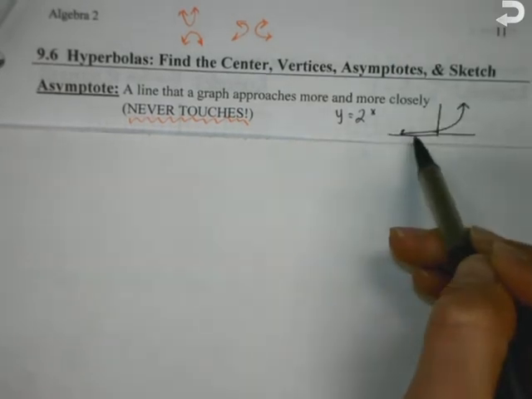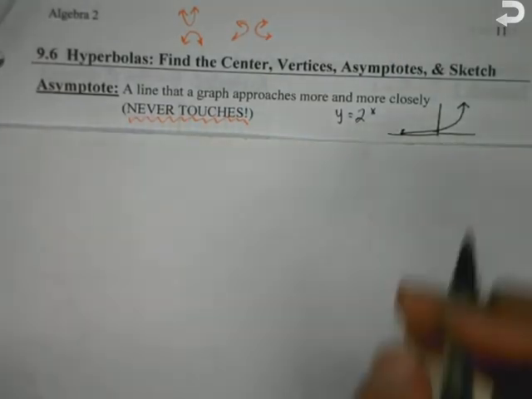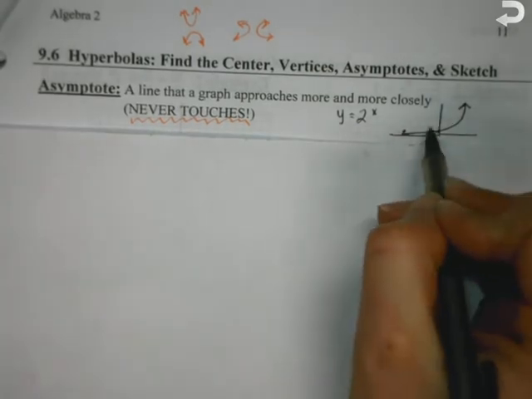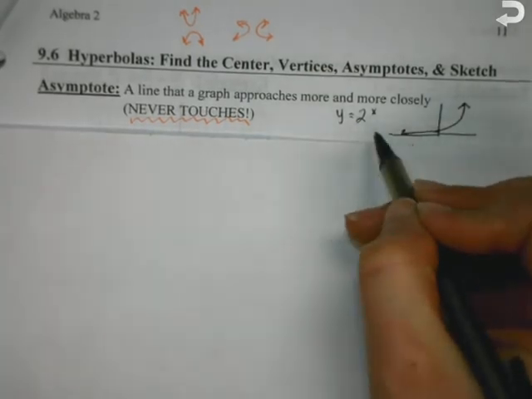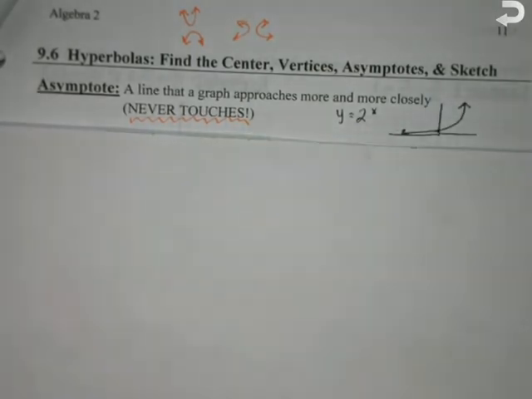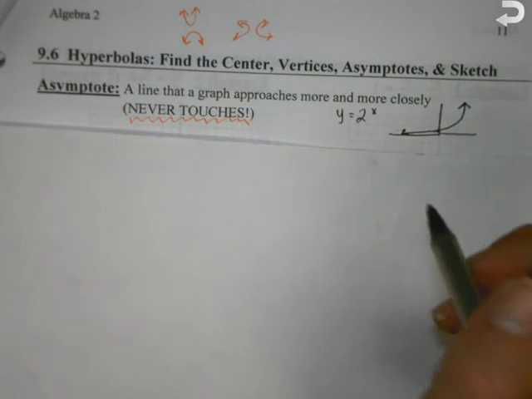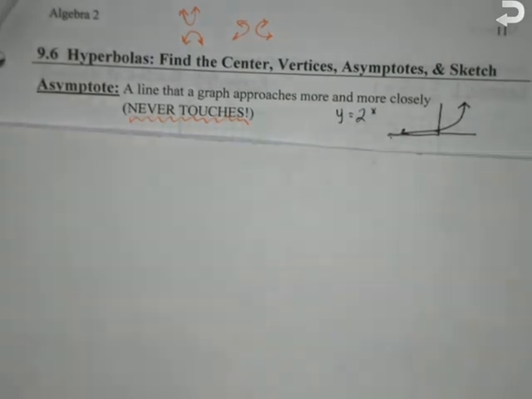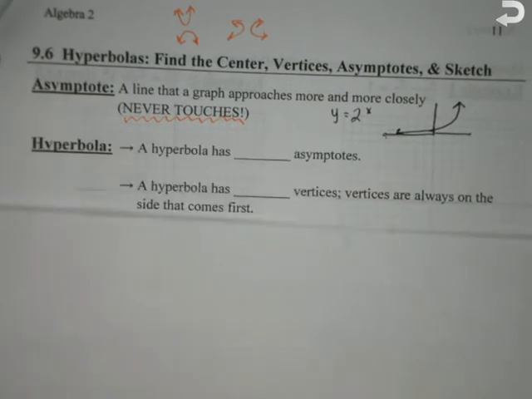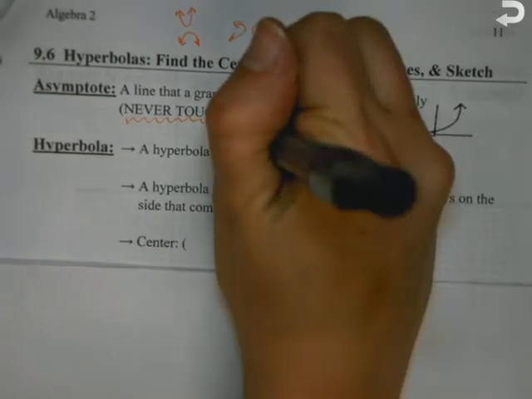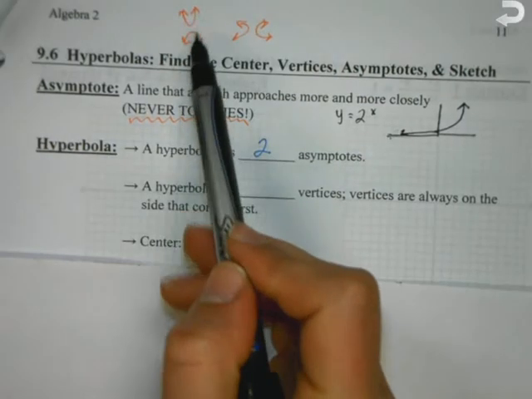An asymptote is the same idea. My line will get closer and closer to it, but it will never actually touch that line. Okay, so the x-axis in this case would be considered the asymptote. Okay, so hyperbolas have two of them. So a hyperbola has two asymptotes because there are two graphs right here.